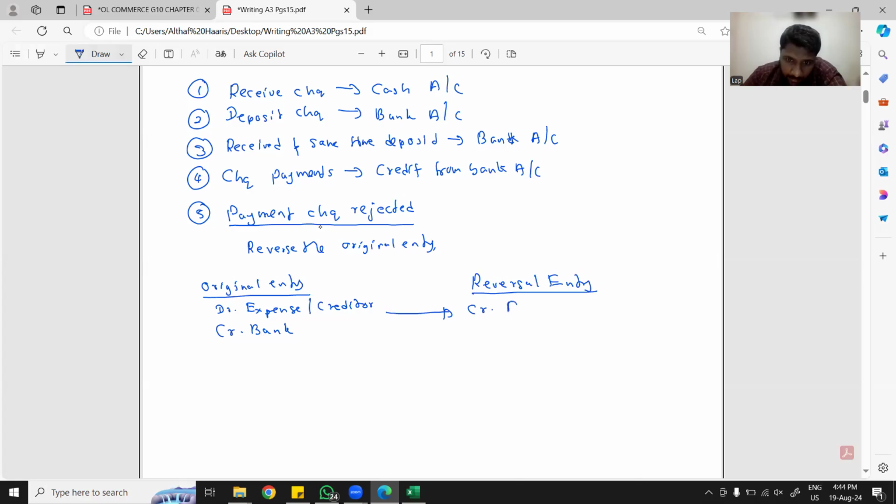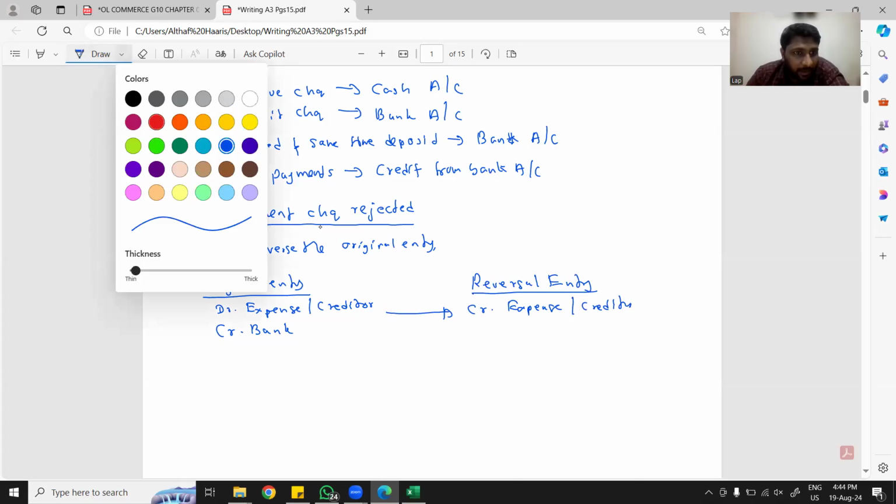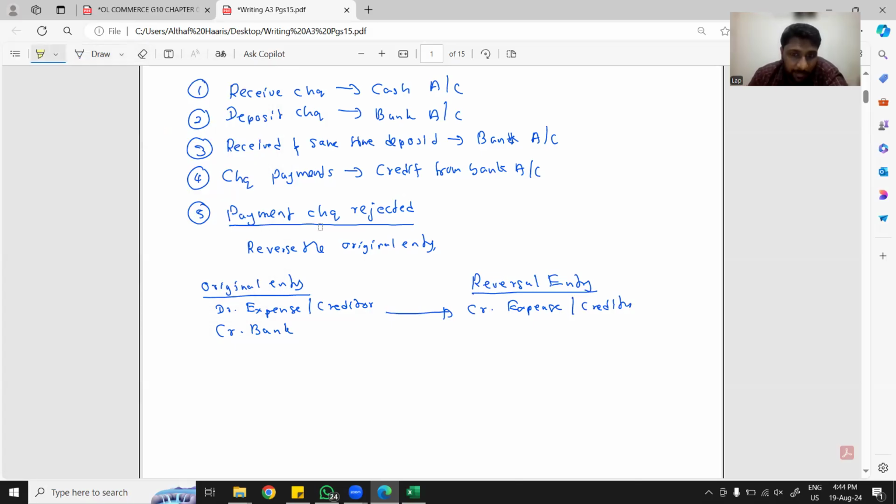credit the expense or creditor. This is something which is extremely wrong, but what to do, study people. Extremely wrong, this one. But can't help. Study the wrong thing. Debit the bank.